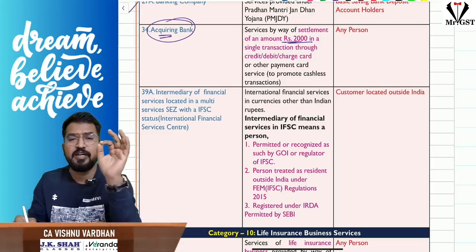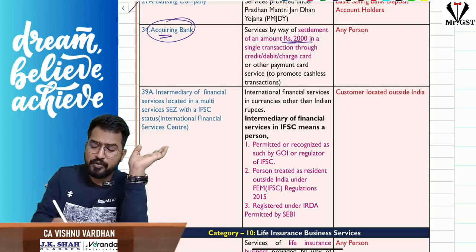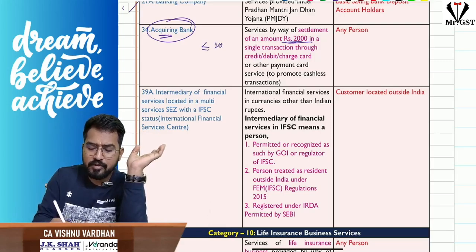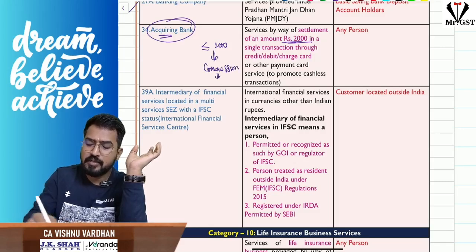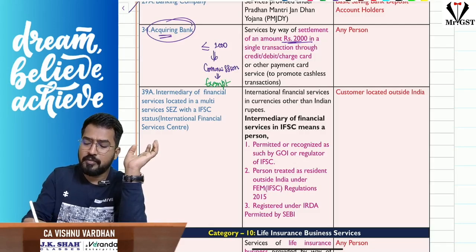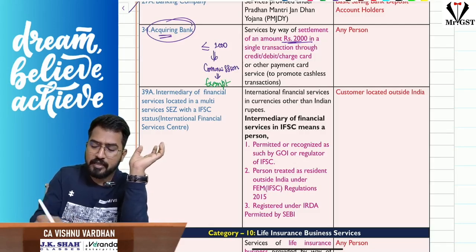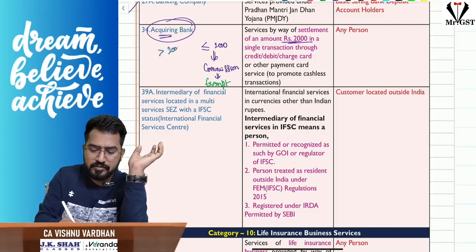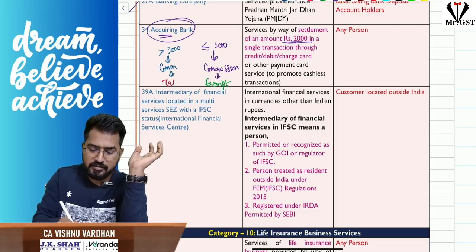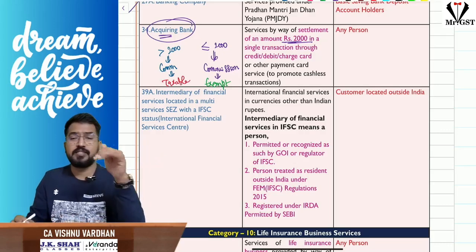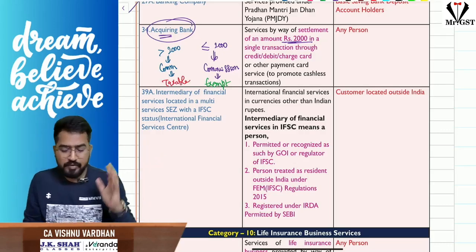Okay, commission is there for sure. But if the settlement amount is less than or equal to 2000, there is commission, and that commission is exempt under GST. But if you are swiping the card and the amount is greater than 2000, there is commission, but that commission is taxable under GST. Remember this entry. Regarding this, there is a clarification also, which we will discuss.